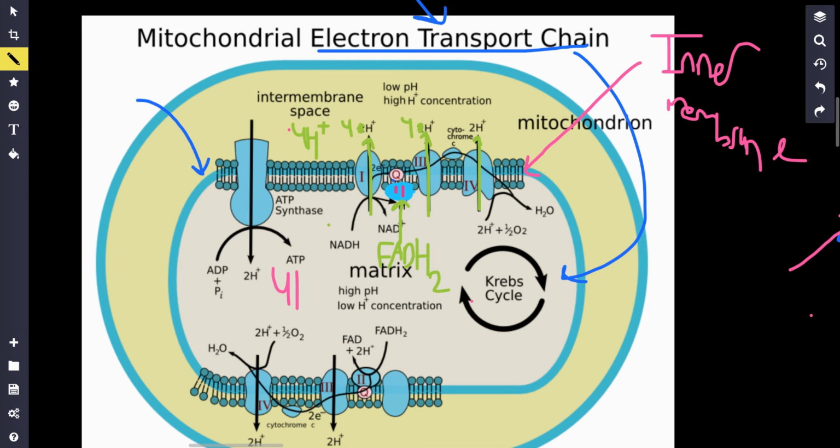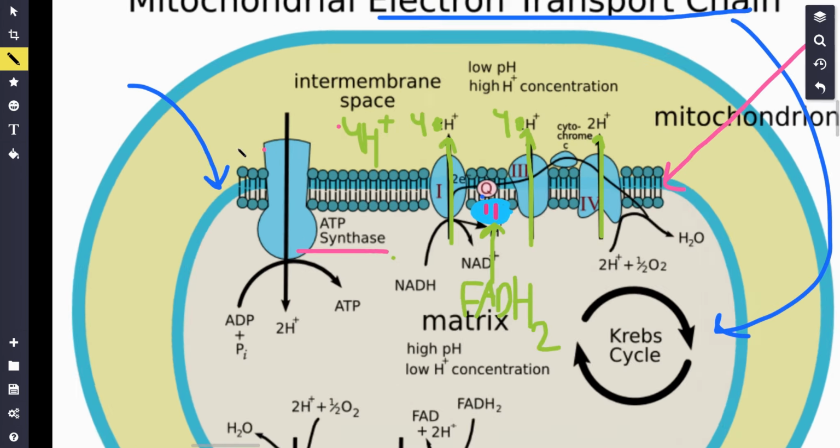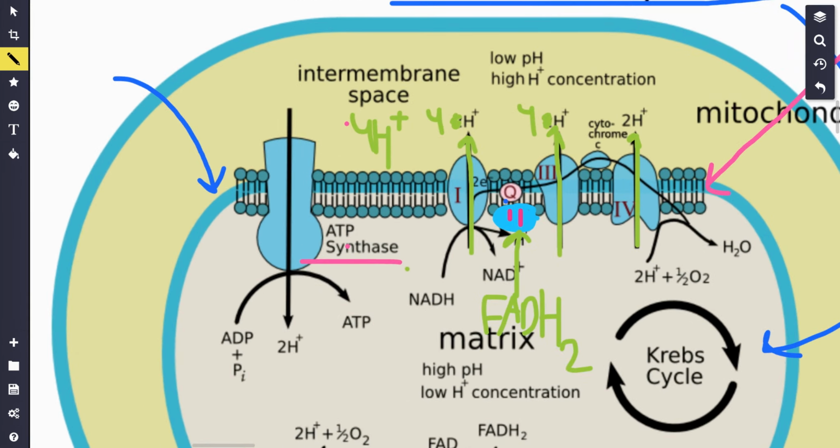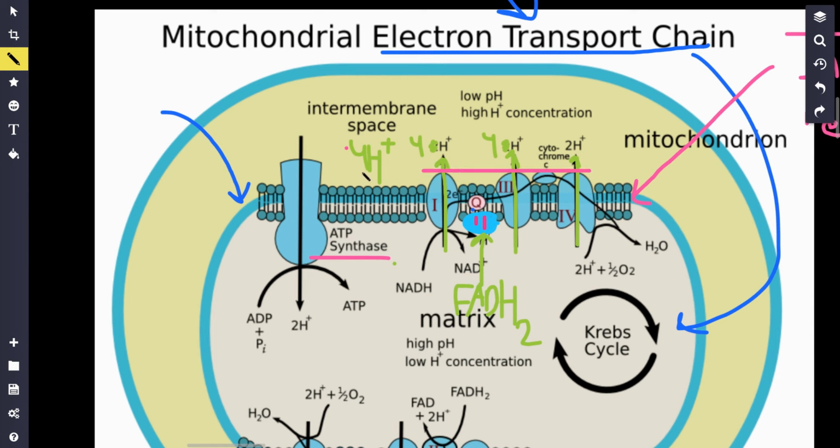And that's where something known as ATP synthase comes in. This is what's going to allow the protons to diffuse and get back to the matrix. So the protons are going to go through this ATP synthase, they're going to go back, and as a result, ATP is actually going to be created.